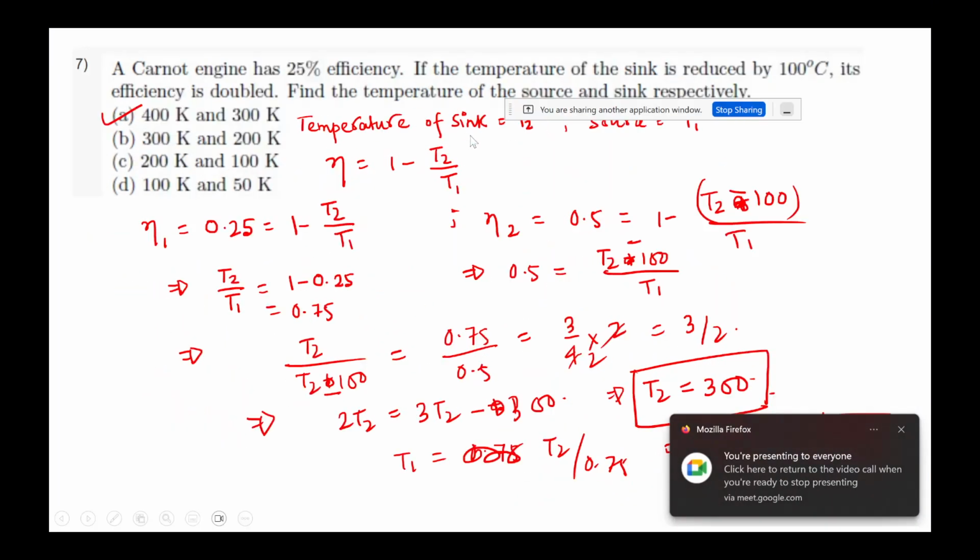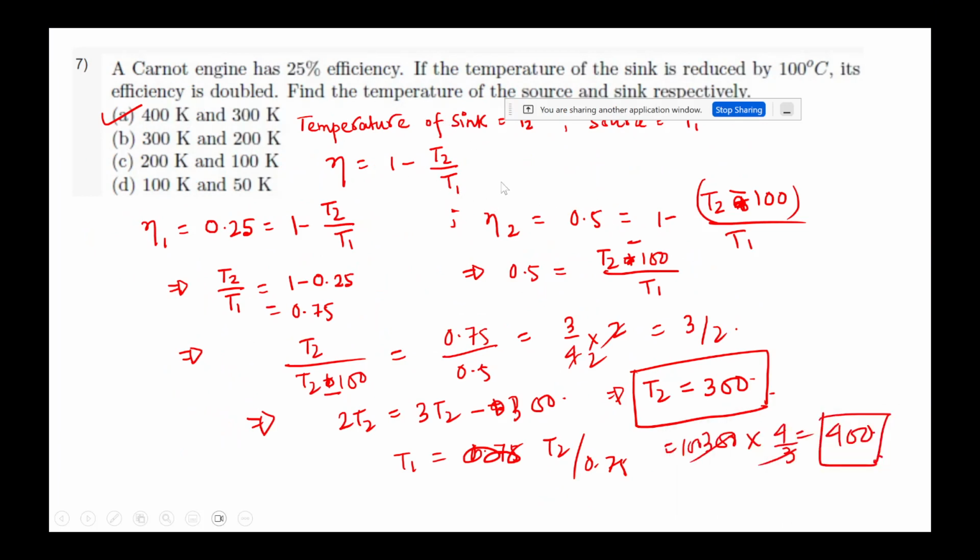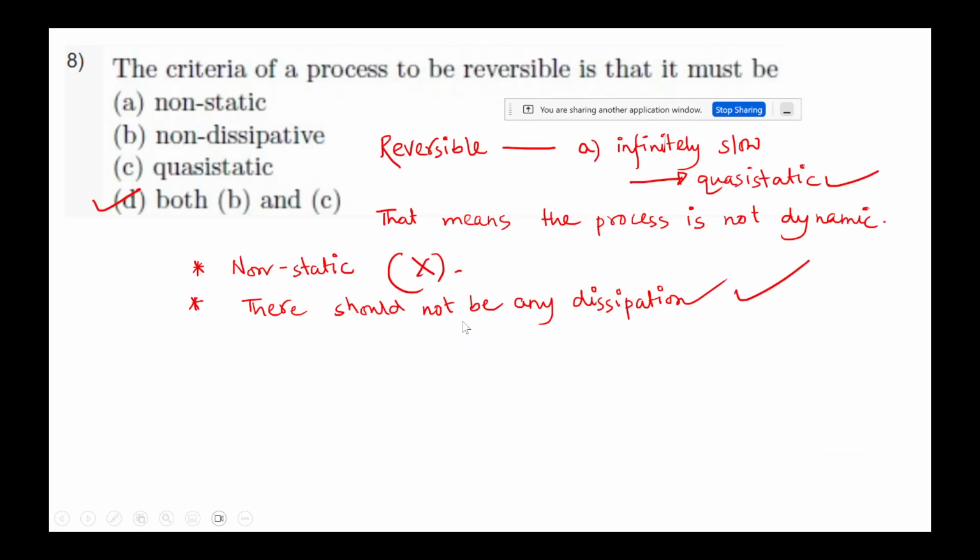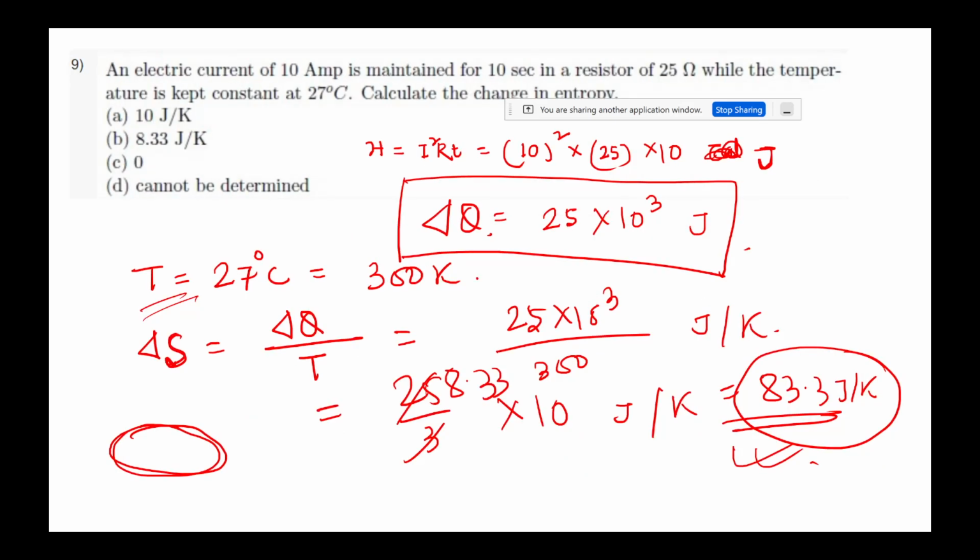Then again we got two different efficiencies from different sink and source temperatures, and we got the relation and the values of T1 and T2. Here again the criteria for the reversible process were discussed, and we calculated the change in entropy for an electric wire which is being heated, because it produces some heat.